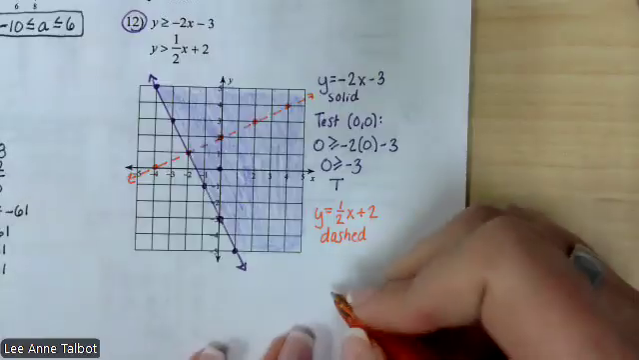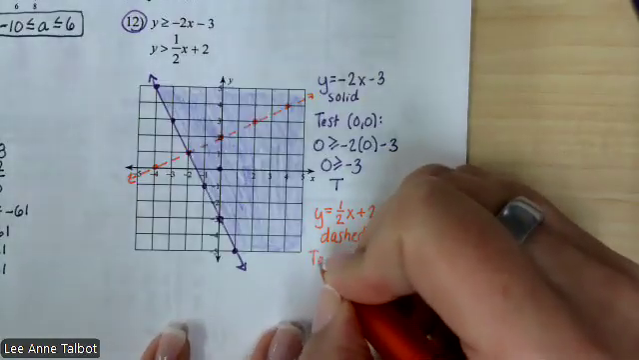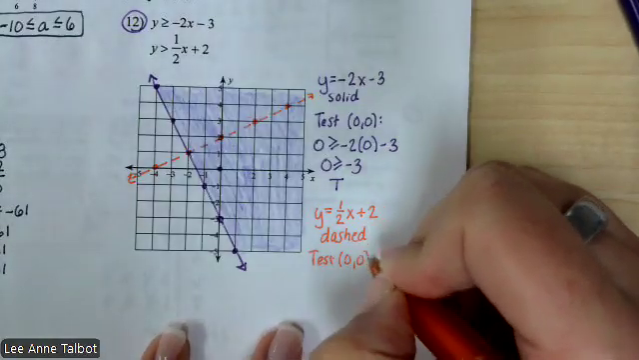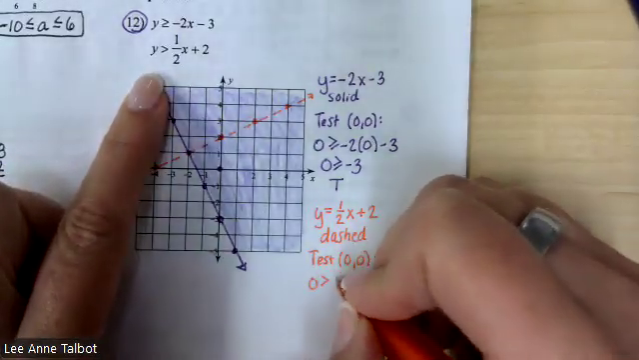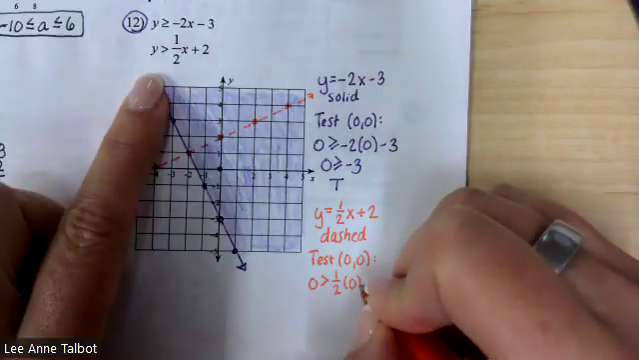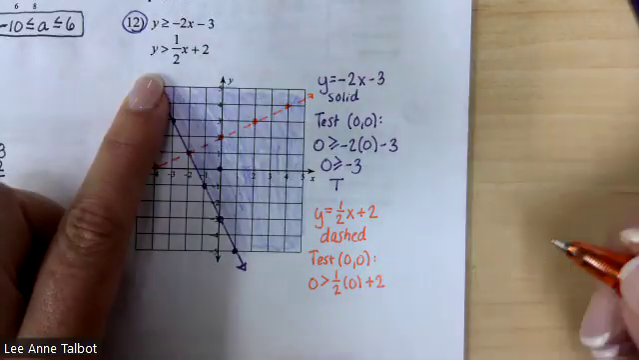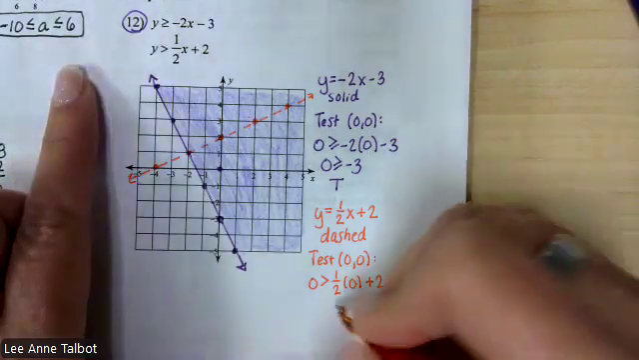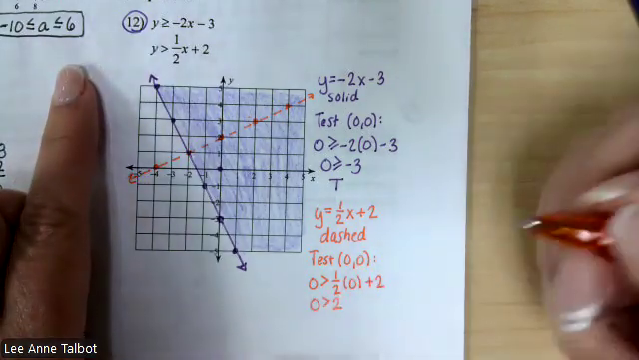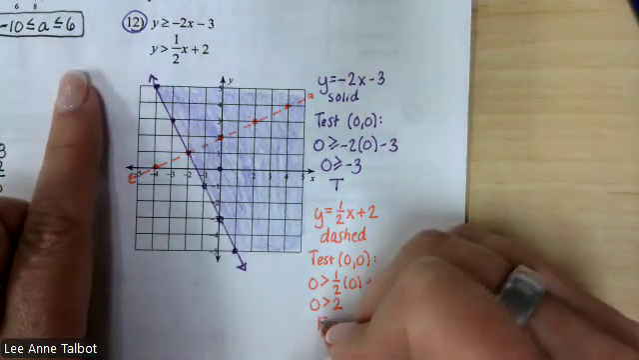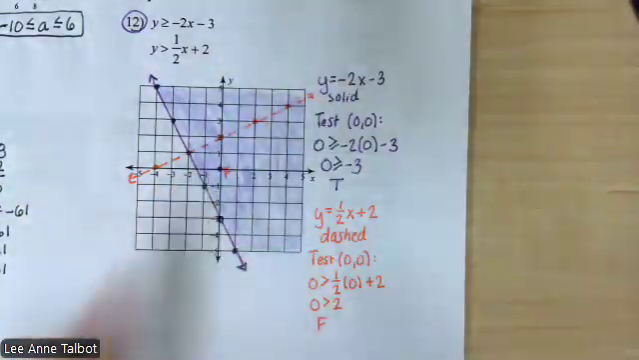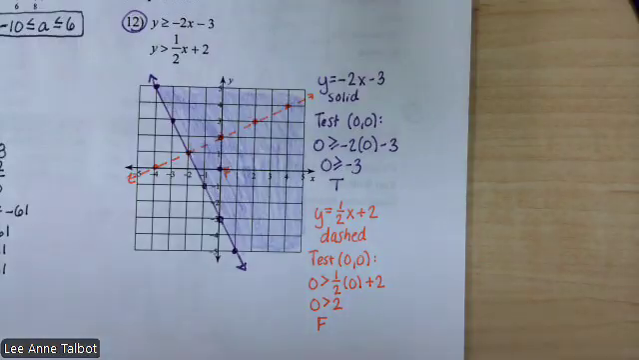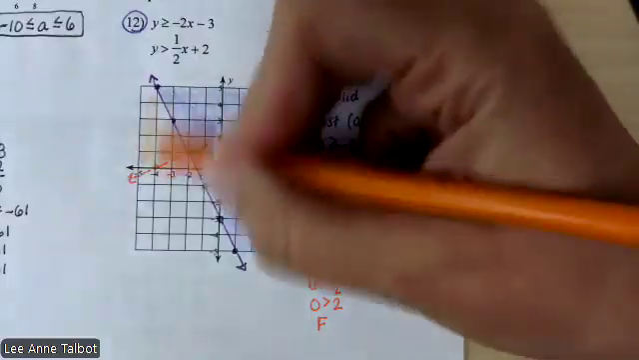Is 0, 0 okay to test in this one? Yep. 0 is greater than 1/2 times 0 plus 2. 0 is greater than 2. False. Okay, so that's false. So that means it's true on the other side of the line.